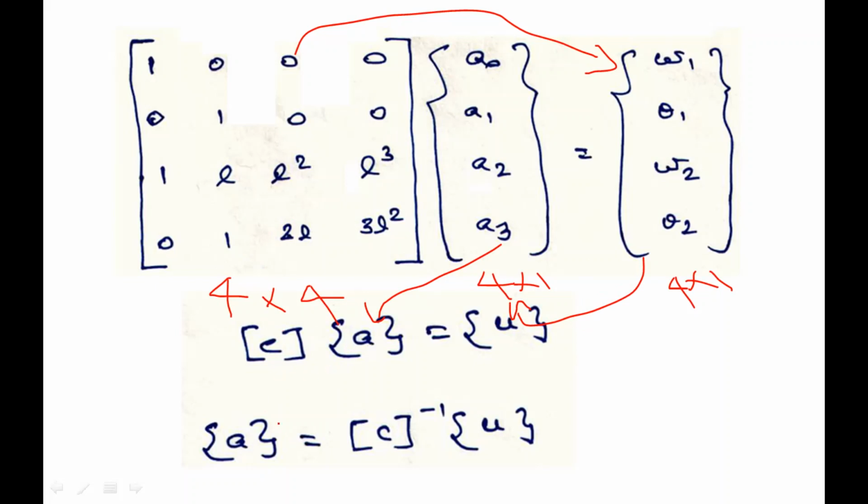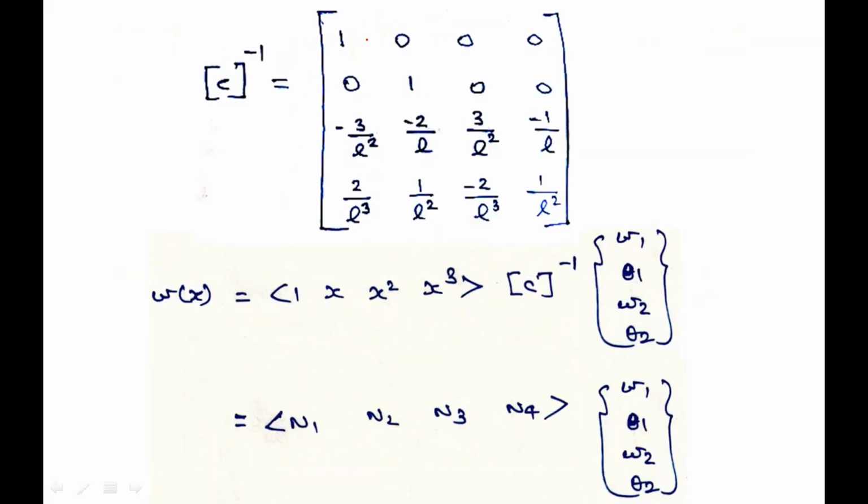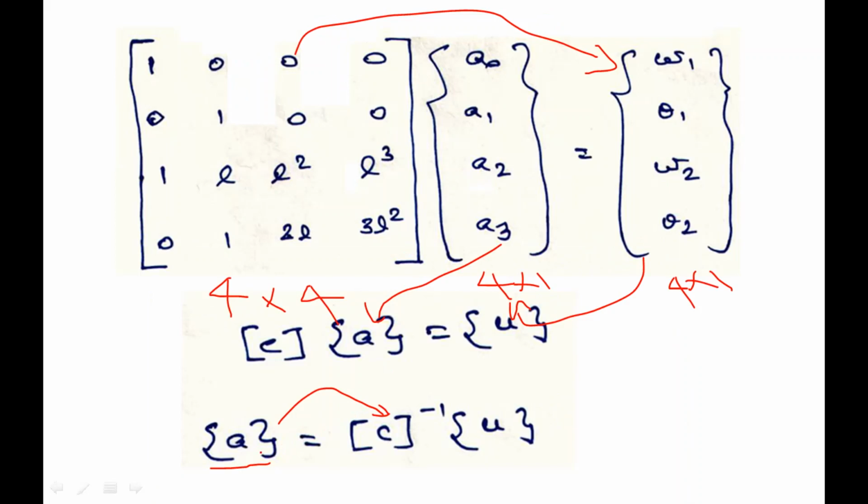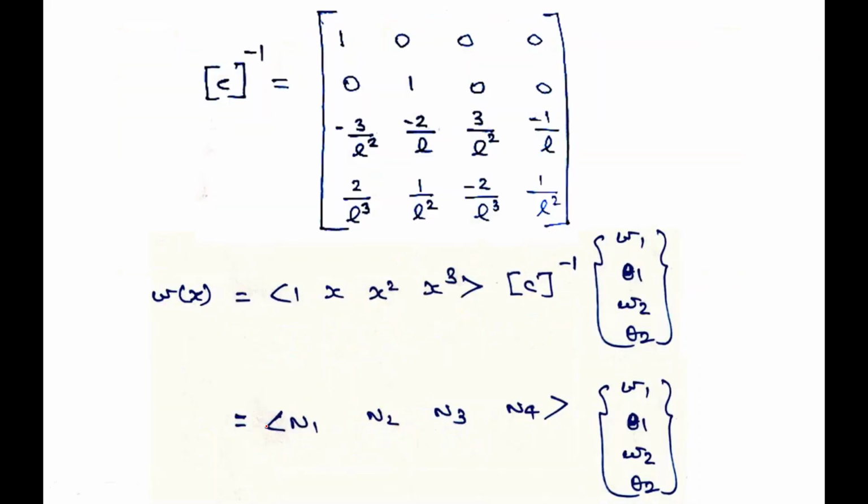Now when you take this C matrix to the other side, it will be C inverse. You can easily find that the unknown coefficient matrix A is C inverse multiplied by the nodal displacement U. To save time, I am directly giving the C inverse matrix, which is determined using the standard procedure. First we find the cofactor matrix, and the transpose of the cofactor matrix is the adjoint matrix, divided by the determinant.